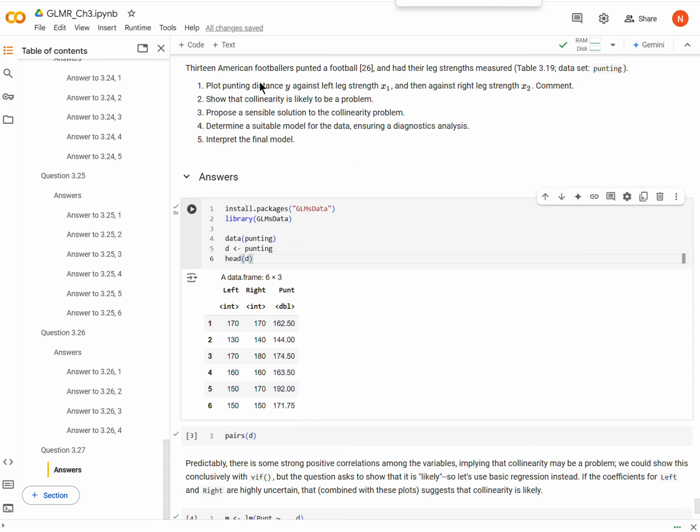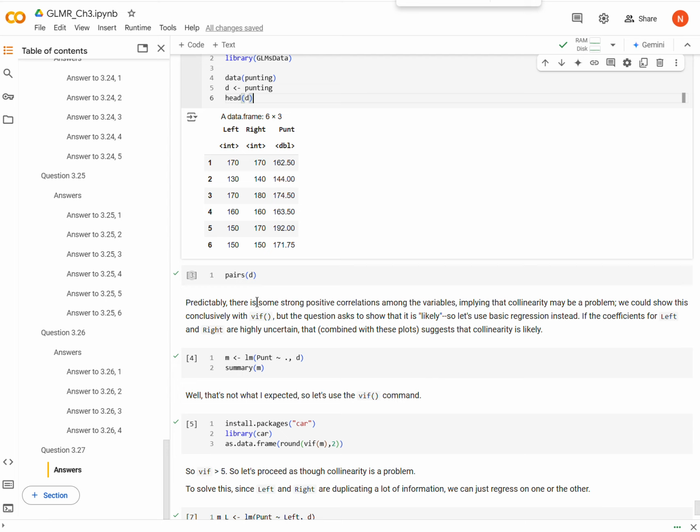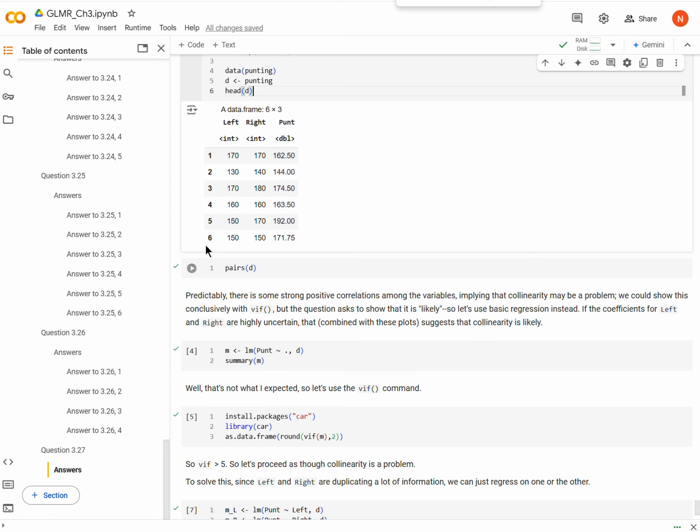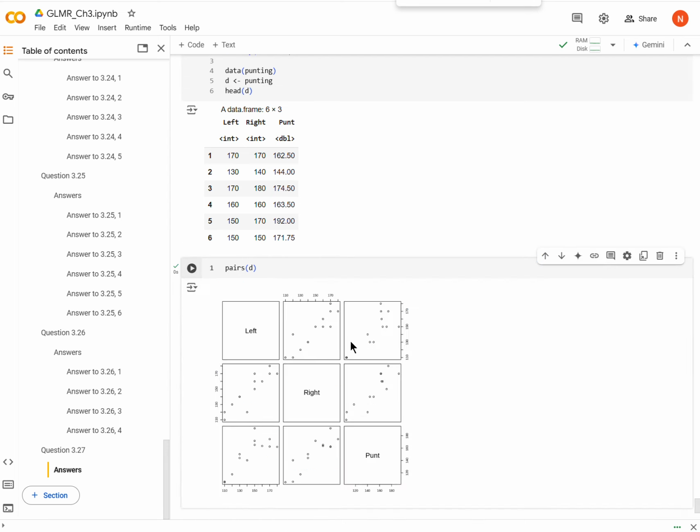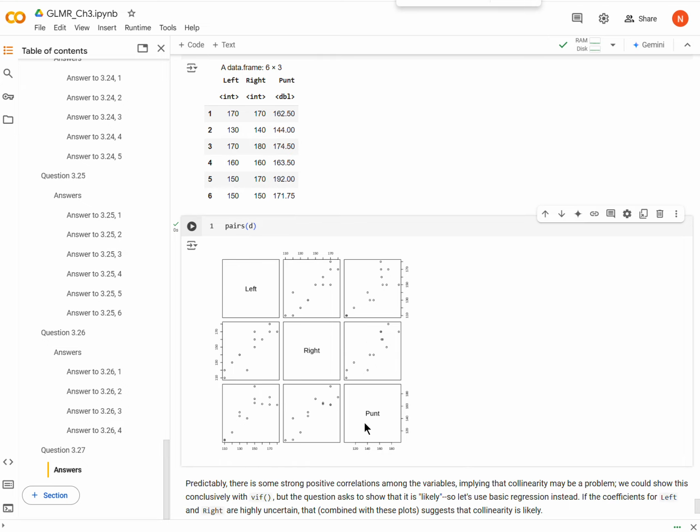The first thing we're supposed to do is plot the punting distance against leg strength. I'm going to use the pairs command here so that we can see all sorts of stuff. The first thing that grabs your attention is that everything is positively correlated, which makes a lot of sense. A strong left leg probably means a strong right leg, and a strong punting leg, whether left or right, probably means further punts generally.